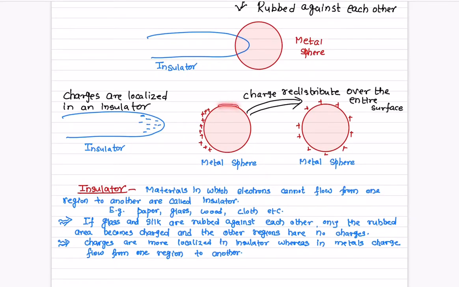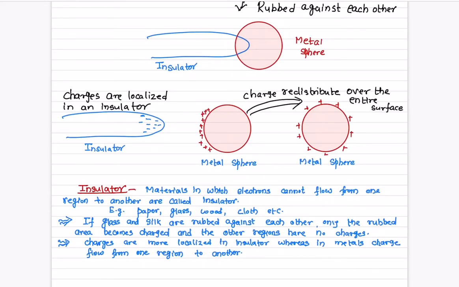So that means it has an excess of electrons and an excess of protons. Now let's say on the metal sphere, these protons are not localized. Once it gets charged, it redistributes itself over the entire surface. If it is a sphere, each region becomes uniformly charged. The charges are not localized at only one region or place on the metal sphere. It becomes uniformly distributed on a metal. But on an insulator, the negative charges are localized. That means they remain in that region and don't move to the other region.